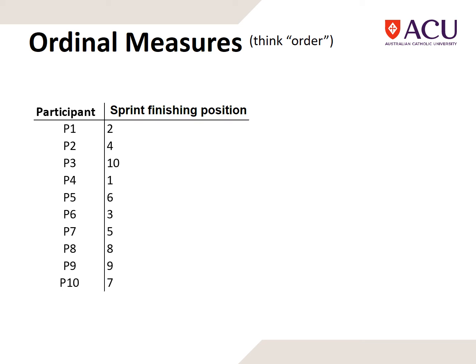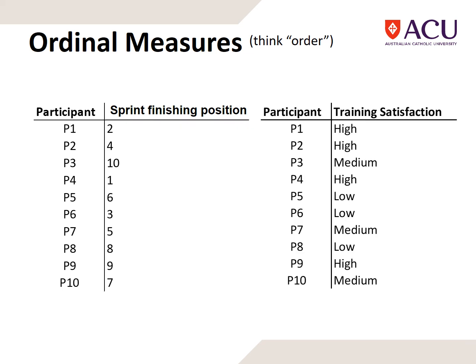So if you think about that sprint example that I gave you again, participants down the column on the left hand side there, and on the right hand side we have their finishing position. Same thing on the training satisfaction there, you can see high, medium, low.